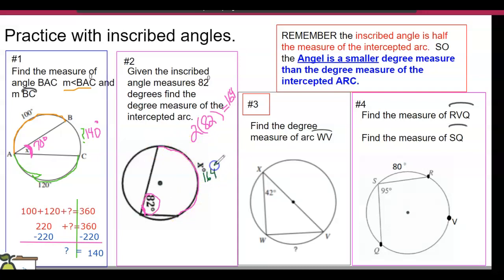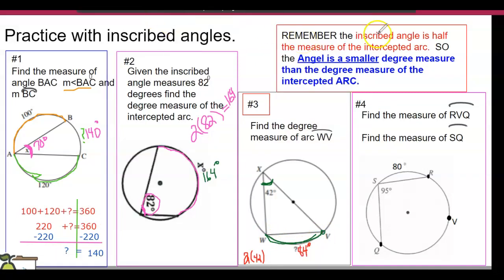Okay, let's do number 3. It says find the degree measure of arc WV. So I want to find from W to V the degree measure. So remember, the angle is always smaller. So here's my angle. It's smaller. It's half of the intercepted arc. So if the angle is 42, the arc is larger, doubled. So go ahead and double 42. 42 times 2 and find arc WV.